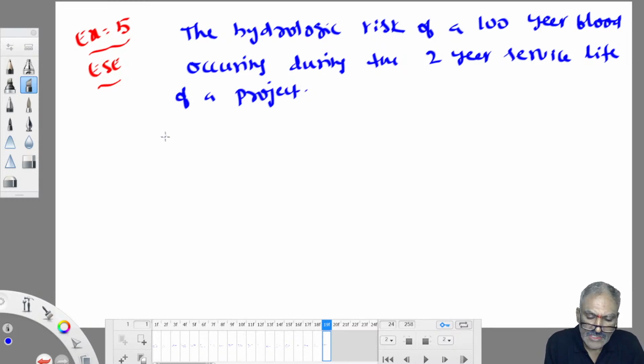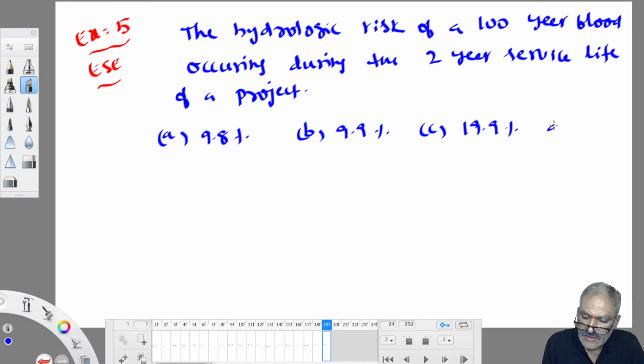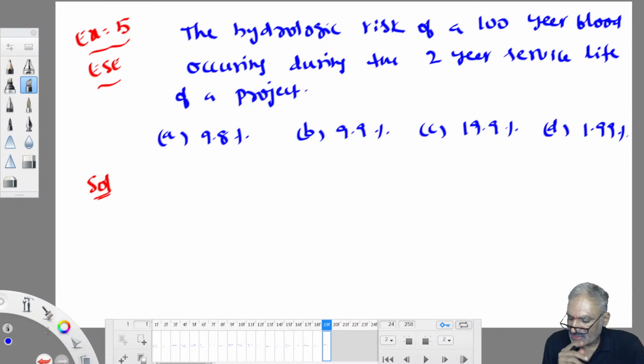Okay, options given are 9.8%, 9.9%, 19.9%, 1.99%. Come on, simple stat question it is. But without calculator. That's only the point you need to notice.